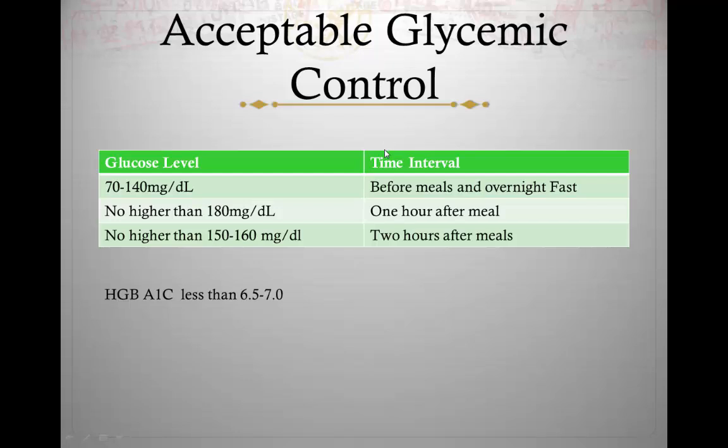So what are the acceptable blood glucose levels by the American Diabetes Association guidelines? An overnight fast should be less than 140, so between 70 and 140. One hour after a meal, no more than 180, and 2 hours after a meal, no more than 160.